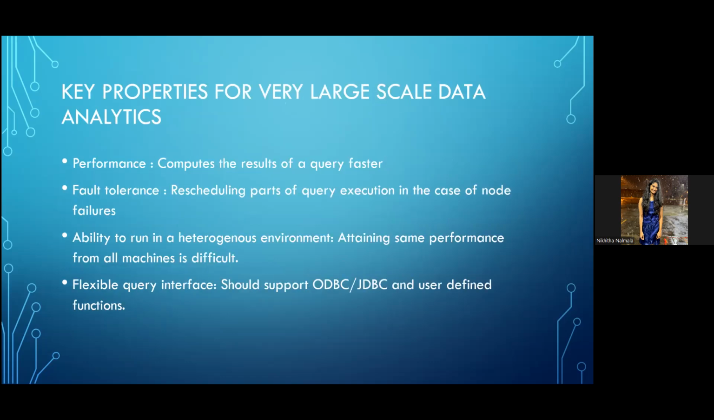So the key properties for very large scale data analytics: the first one is performance. Mainly the performance is used to compute the results of a query faster. As we know, performance is the primary characteristic that commercial database systems use to distinguish themselves from other solutions.